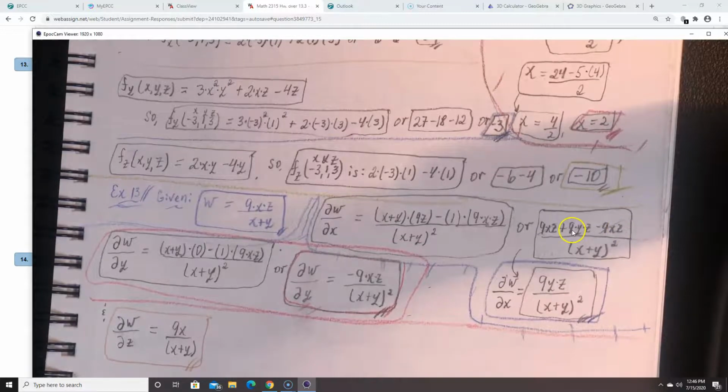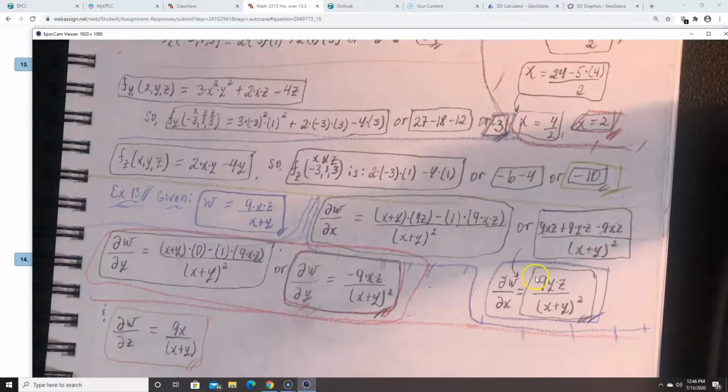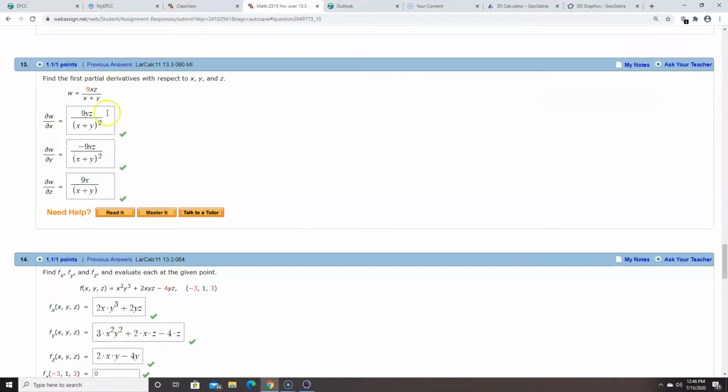So what's left in the numerator? Just the 9yz right here over the (x plus y) squared. So I hope that makes sense, everyone. That's the partial derivative of w with respect to x: 9yz over (x plus y) squared. And that's correct.